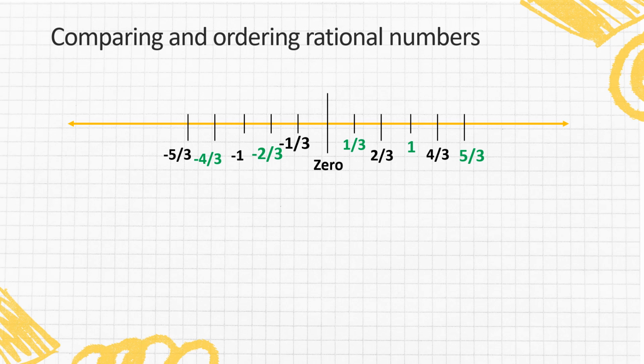Today we will learn Unit 2, Concept 1, Lesson 4: Comparing and Ordering Rational Numbers. Let's start. To compare and order rational numbers, we have to see the number line. This is the number line.